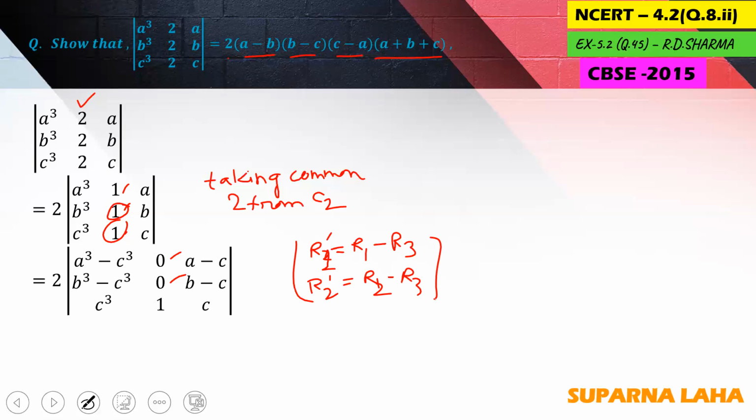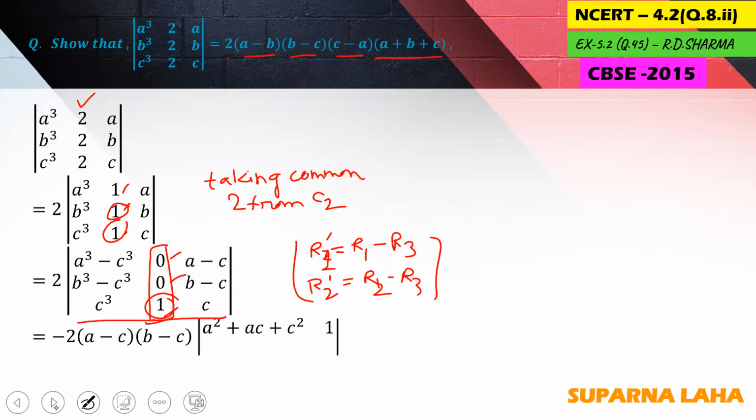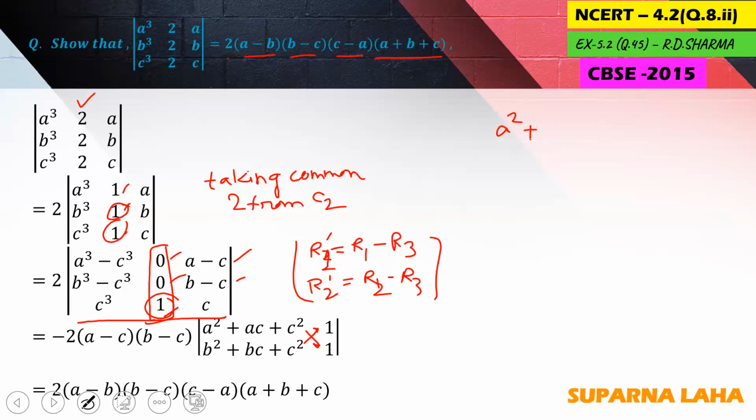So now you can break this determinant with respect to column 2. According to this element you can break it. So that means minus of 2 into, taking common a minus c and b minus c, write down this order 2 determinant in this form. So this into this minus this into this. So write it down: 2 into a minus b into b minus c into c minus a plus b plus c. Now look at here, if you solve this one, that is a square plus ac plus c square minus b square minus bc minus c square.